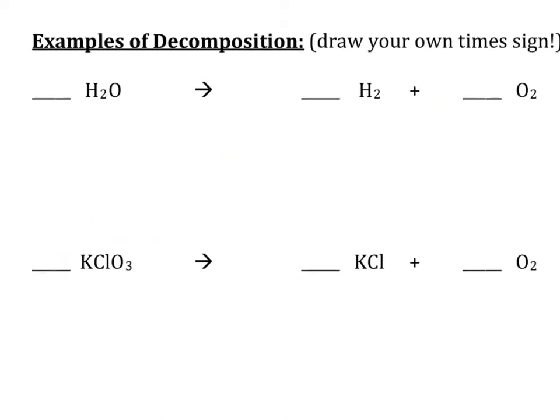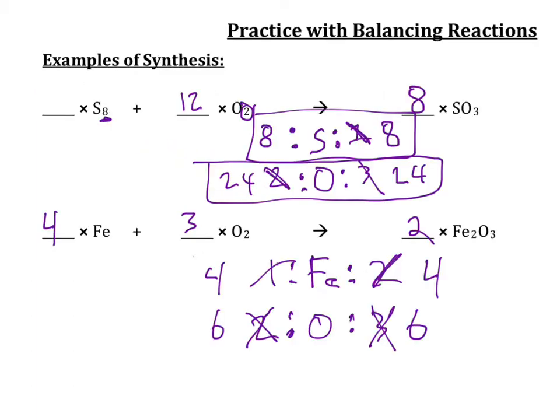I'm going to go through this a little bit more quickly now. Okay, so we have this and we have this. If you take a look, there's 2 hydrogens here. There's 2 hydrogens here. Oh, that works out. There's 1 oxygen. There's 2 oxygens. Okay. So the hydrogens are balanced and the oxygens are not. So how do we fix the oxygen? Well, what do we need to put here that multiplies the oxygen to give us 2? We need to put a 2 here.